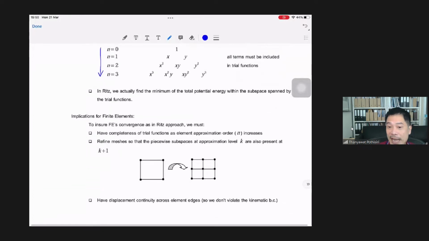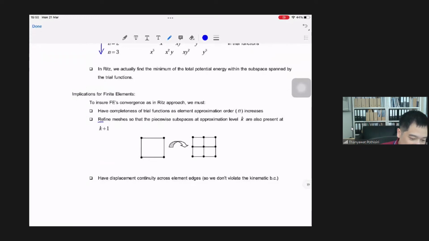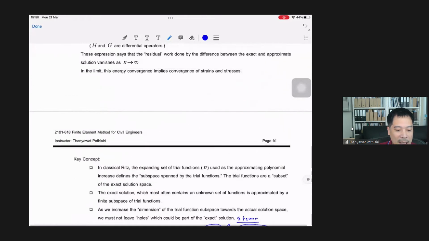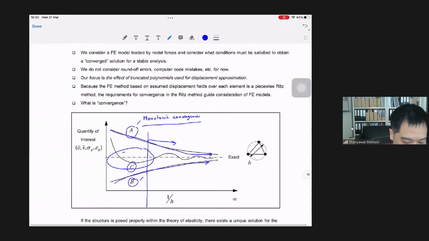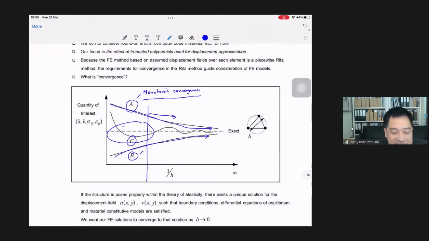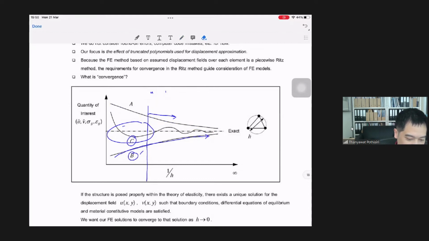So another way of trying to converge to the exact solution is by using smaller elements, or some people would call this mesh refinement. Okay, or keep refining your mesh. So in a convergence check, you would normally see this type of plot here. This is the normal type of plot that you would see.